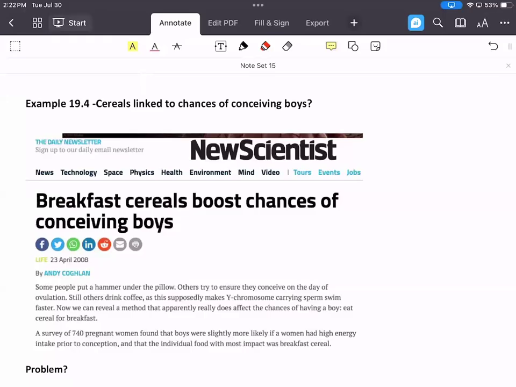So example 19.4, cereals linked to chances of conceiving boys. Well, media loves grabbing sensational headlines. Here, breakfast cereals boost chances of conceiving boys. Okay, so read the two paragraphs there. They're short, and then come back.